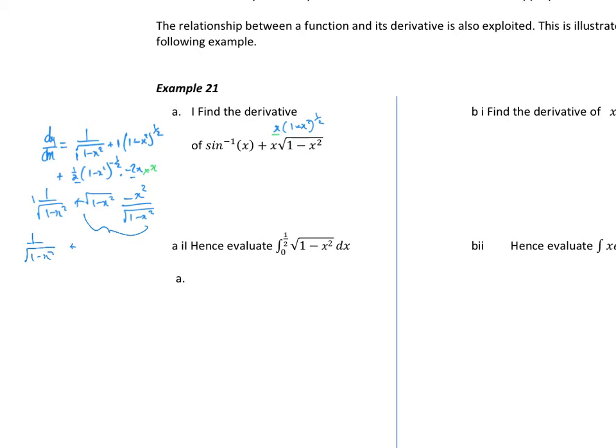I need a common denominator. So I've got the square root of 1 minus x squared, and I'm going to times that by the square root of 1 minus x squared over the square root of 1 minus x squared. And then I've just got my minus x squared over the square root of 1 minus x squared. So in here, I'm going to end up with everything squared. So I just get 1 minus x squared.